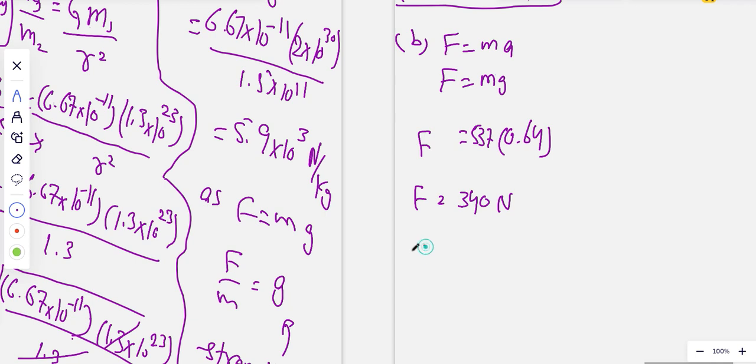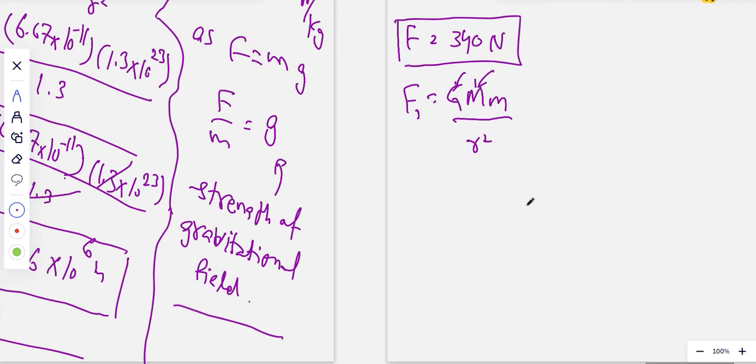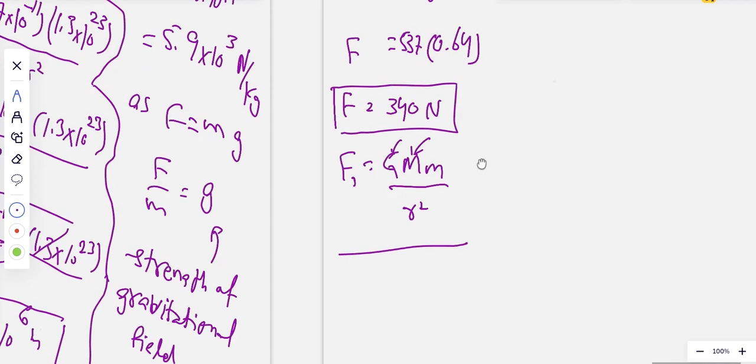Or you can also use the full formula, for example GMm over r square. You can put the value of the mass of Earth, the gravitational constant, then the radius which is given, and then the mass as 537, and you can find this value as well. It depends upon the given data, because we have done part A, in which we got the acceleration, so we do not need to solve this again. We can simply multiply it with the given mass. So did you get up to this point? Okay, so this homework is done.